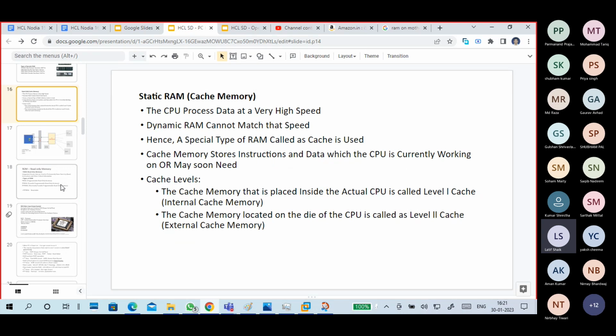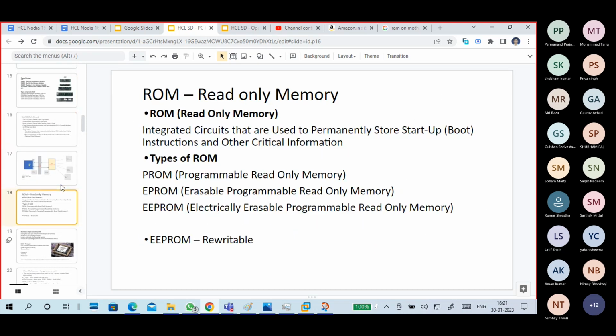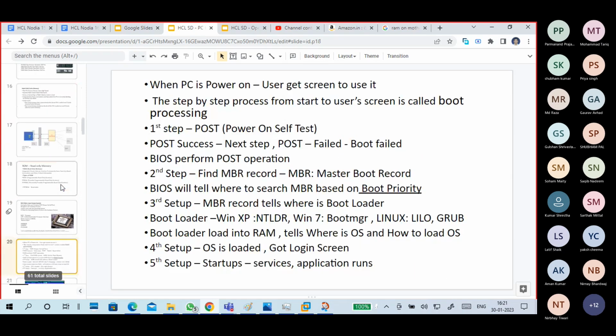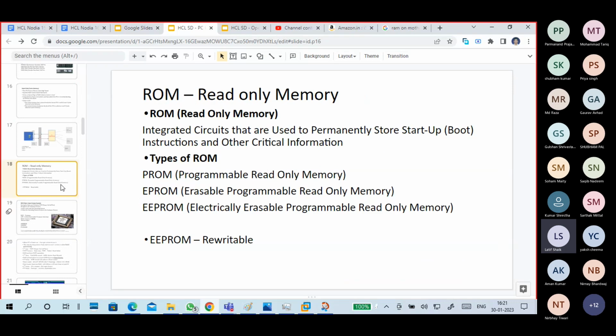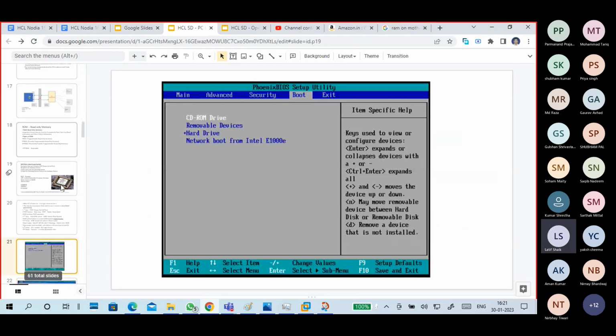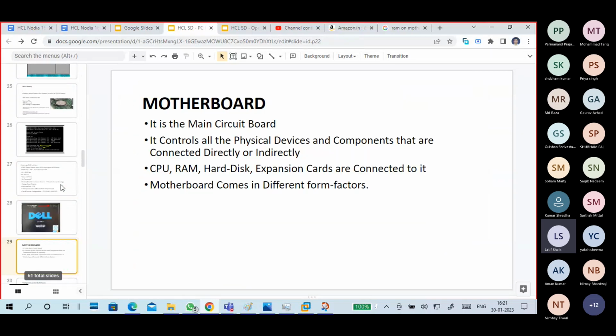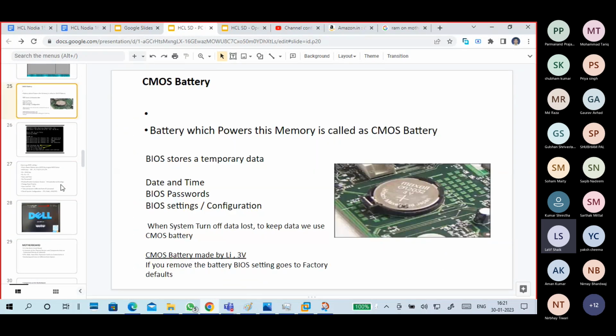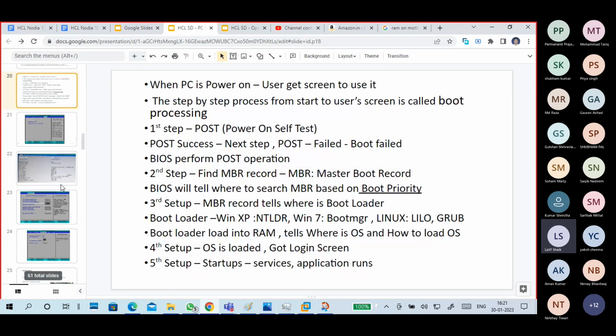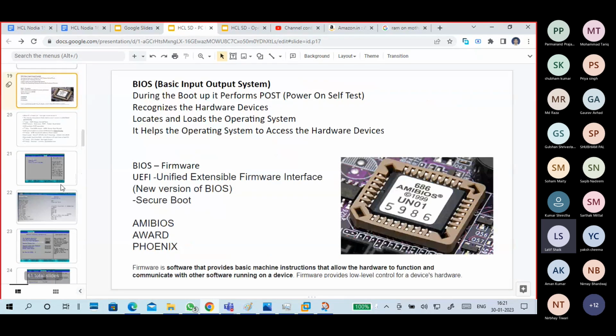Then we have ROM also. But BIOS will take a lot of time, guys. BIOS settings, CMOS battery, these things will take time. So what I will do is take a break. Yes, you understand up to RAM.